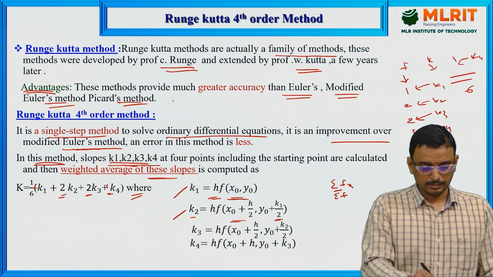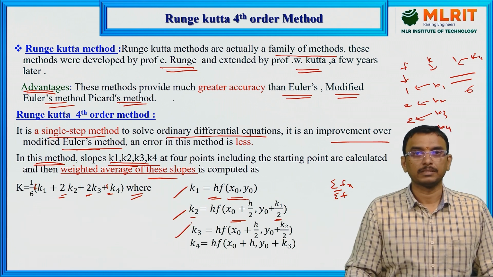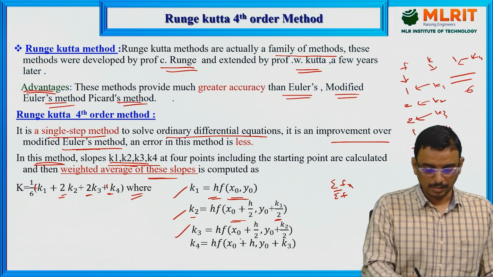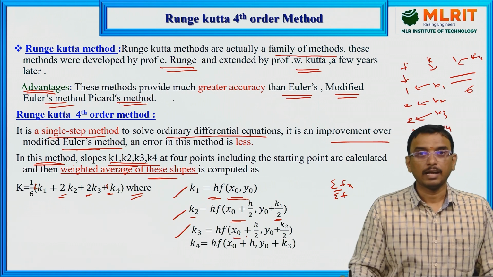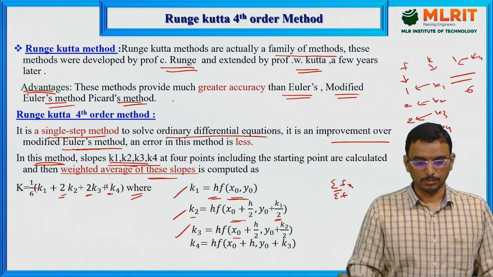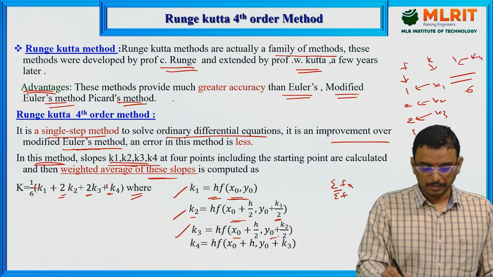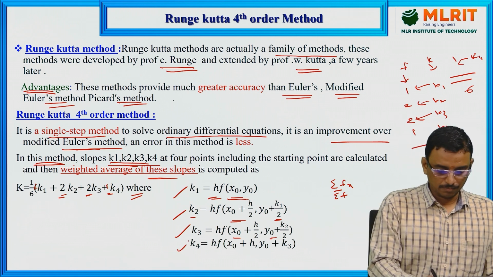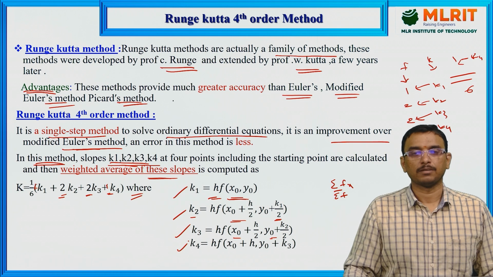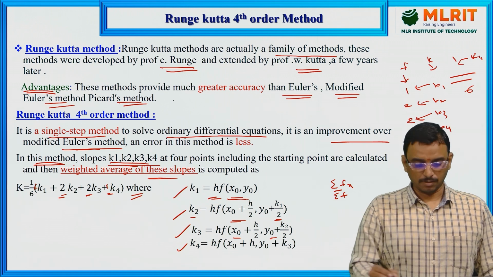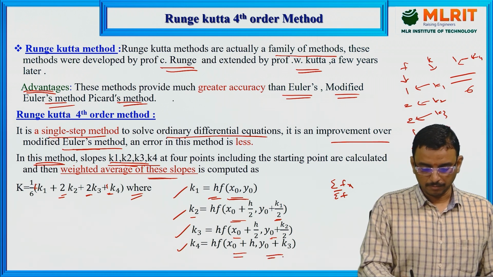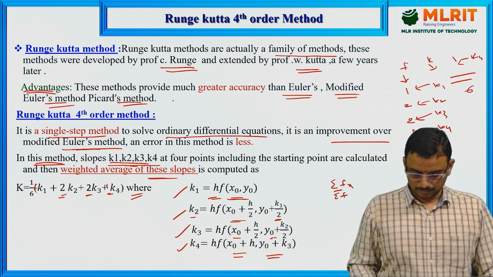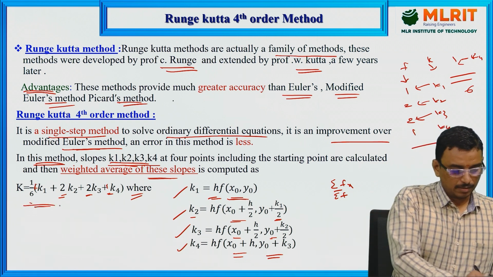Next, k3 is another slope. We are improving the slopes. So k3 is equal to h into f of x naught plus h by 2 and y naught plus k2 by 2. We are improving the step size also. And next, k4 is the next slope. k4 is equal to h into f of x naught plus h comma y naught plus k3. So using this formula we can calculate.